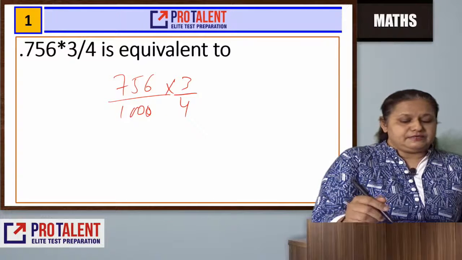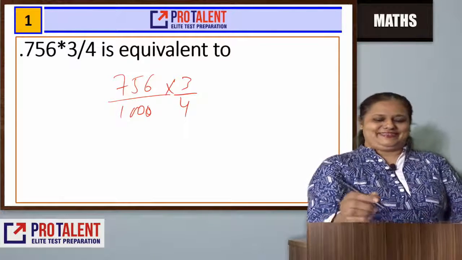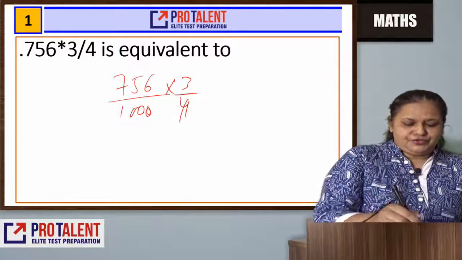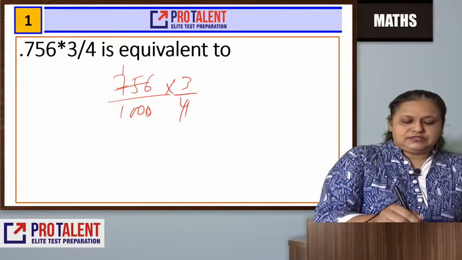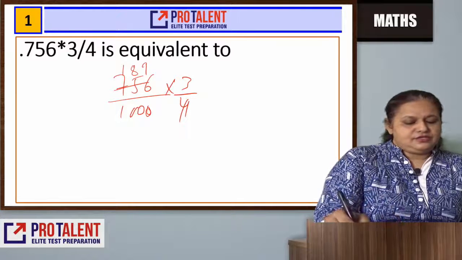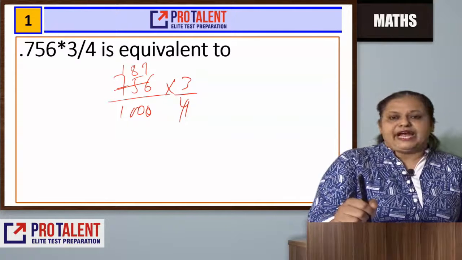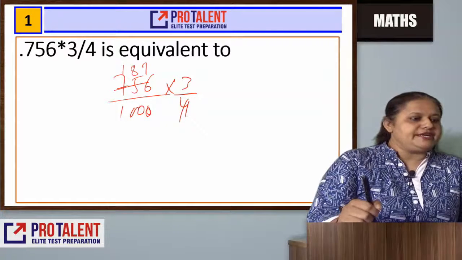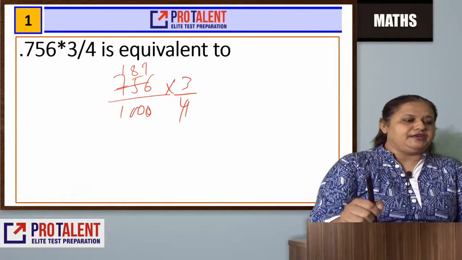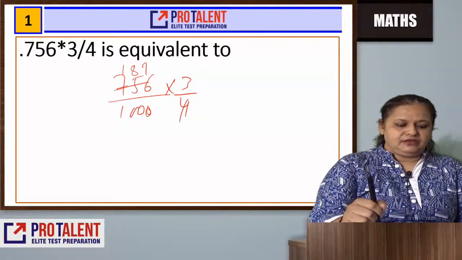Are you sure with the decimal? Samayak, right? So what I am going to do: 756 divided by 4 is 189, and 189 into 3, so 9 3s are 27, and so on, yes, 0.567, correct. And had it been in terms of percentage, it would have been 56.7, correct. Very good. Fine. All right.